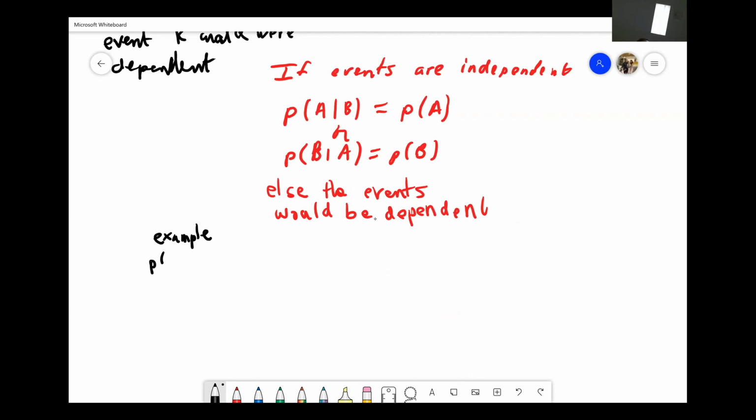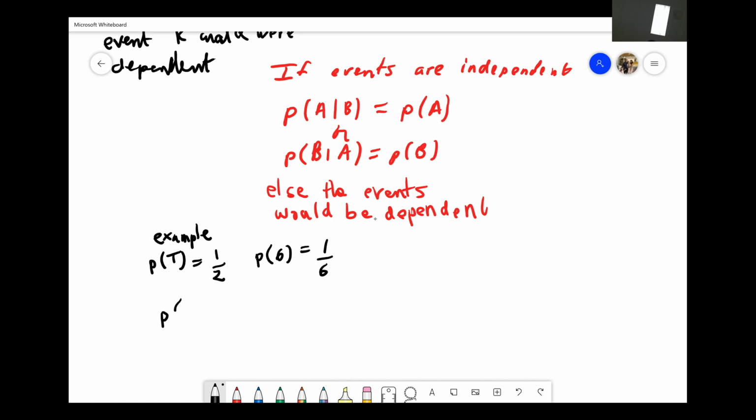What's the probability of getting tails when you flip a coin? So we say this is half, right? When we roll a die, what's the probability of rolling a 6? Now let's consider the following event.